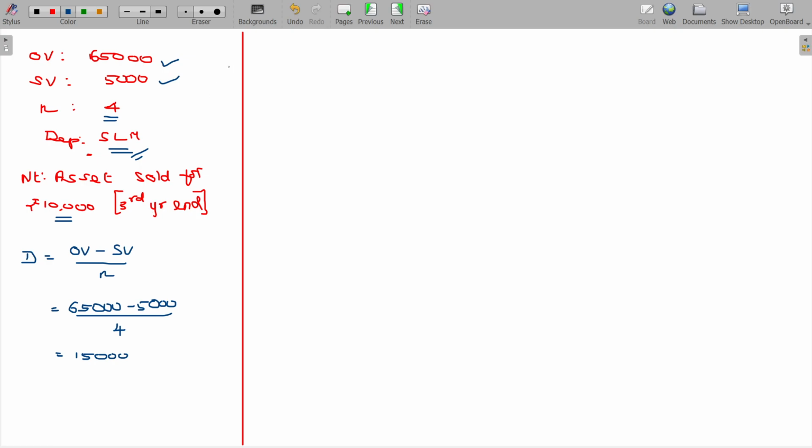So I am going to account this through the provision for depreciation model. At the 0th period, you are purchasing the asset for 65,000. The journal entry: asset account debit to bank, the value here being 65,000.